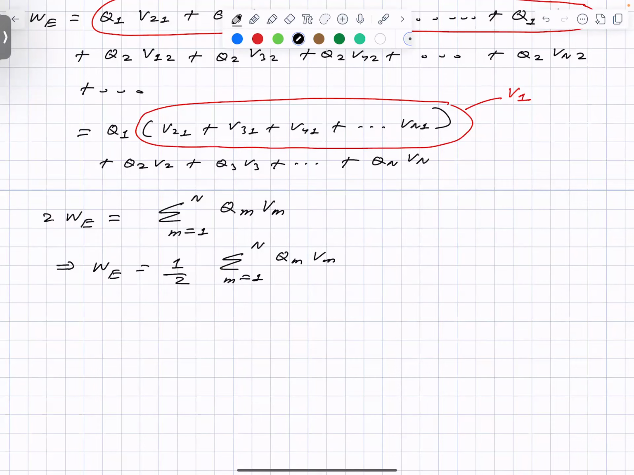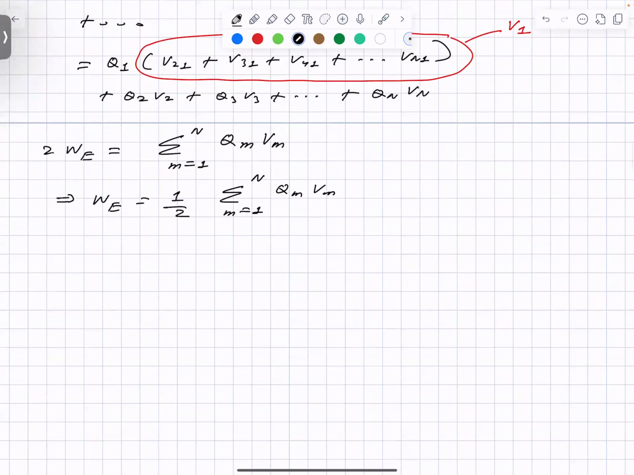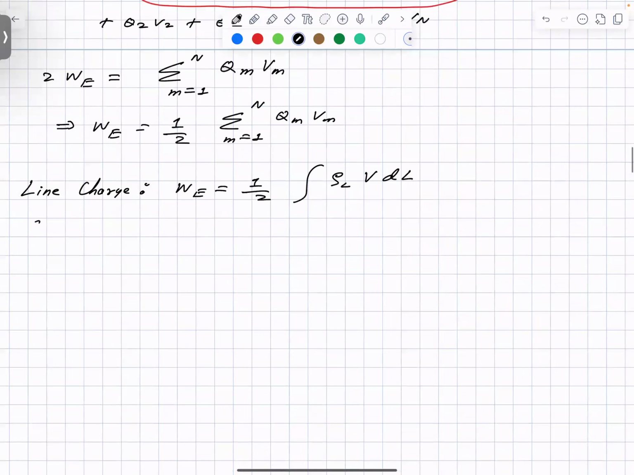Now, if we have continuous charges, then what happens? If we have a line charge, the summation becomes, first of all, an integral. And we have to replace Q by the line charge density, and then we have to integrate that. So the expression becomes We equals half integral of rho L, and then we have the potential field, dl.